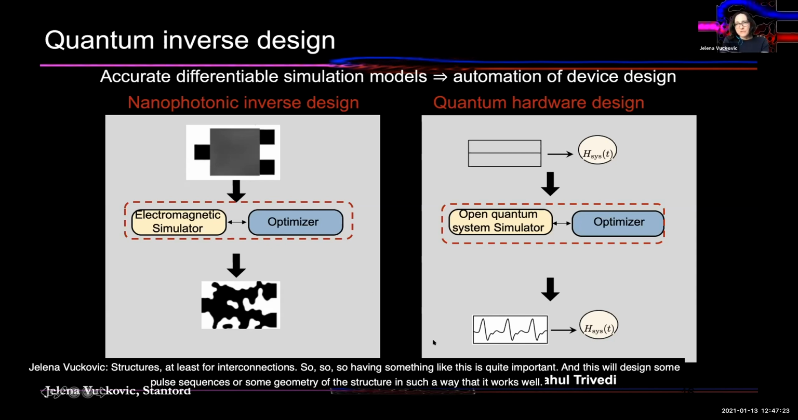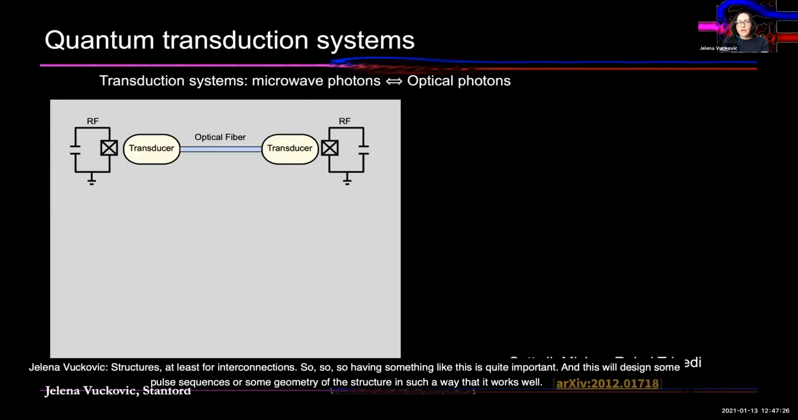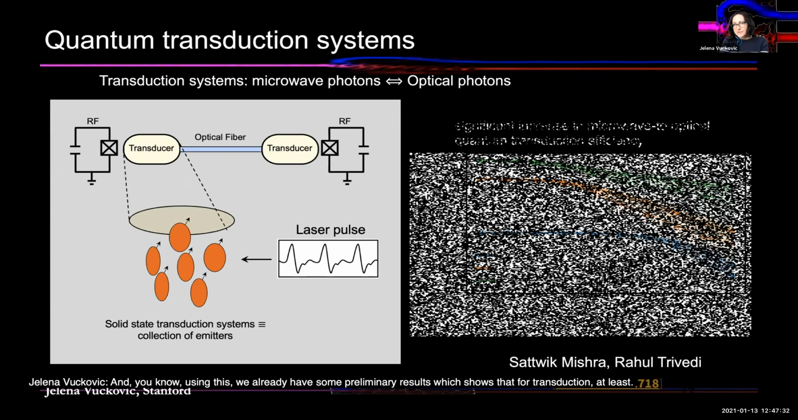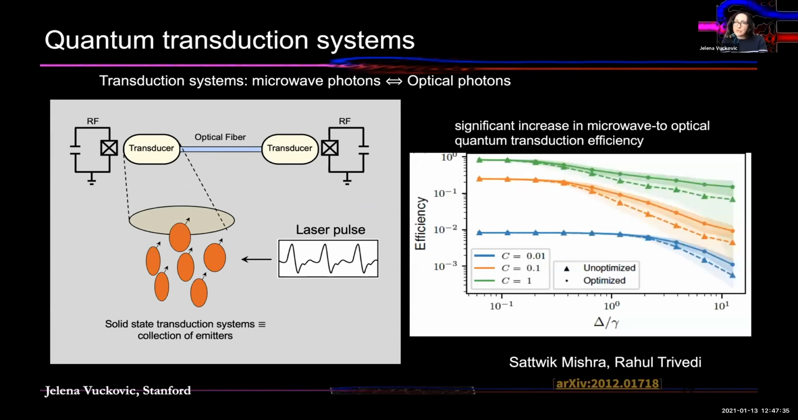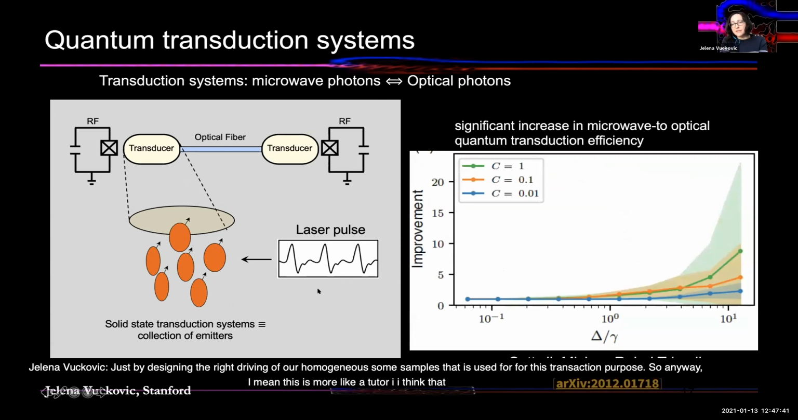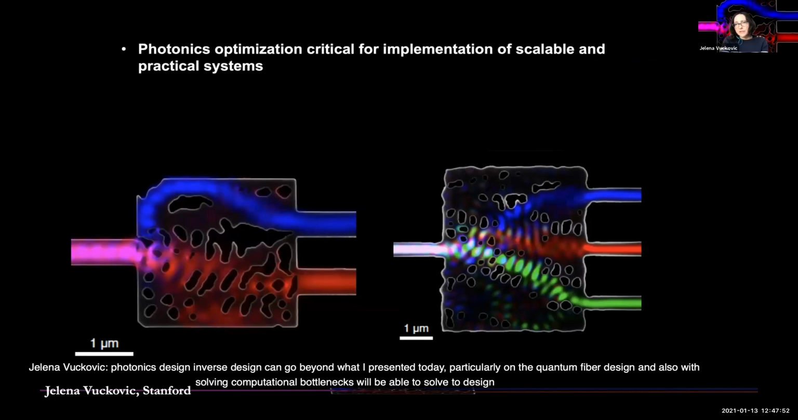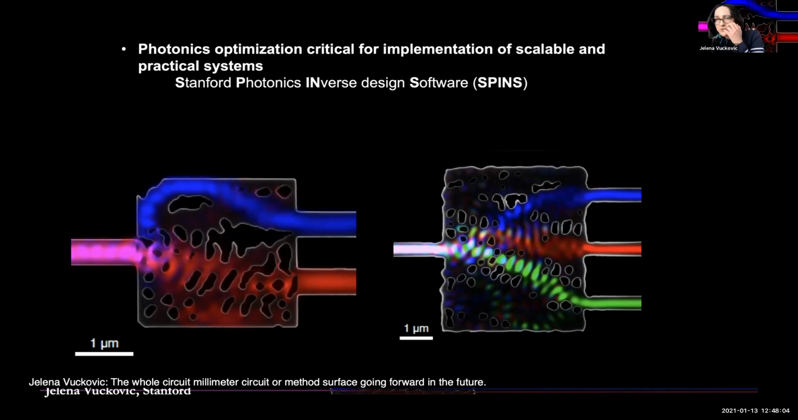This would design some pulse sequences or some geometry of the structure in such a way that it works well. Using this, we already have some preliminary results which show that for transduction, at least, transducing microwave to optical signals, we can do it with 20 times larger efficiency just by designing the right driving of our inhomogeneous ensembles that is used for this transduction purpose. Anyway, this is more like a future. I think that photonics inverse design can go beyond what I presented today, particularly in quantum hardware design. And also with solving computational bottlenecks, we'll be able to design the whole millimeter circuit or metasurface going forward in the future.